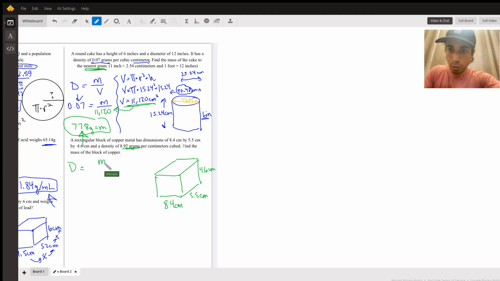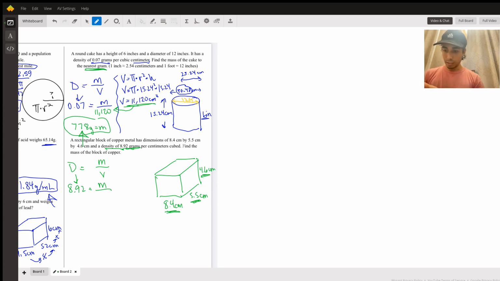So we've got density equals mass over volume. There's our density, 8.92. Put that in for the D. And then mass is what we're solving for. We don't know that yet, so we can leave the M there. And then again, volume: we're just going to multiply this times that times that, length times width times height.